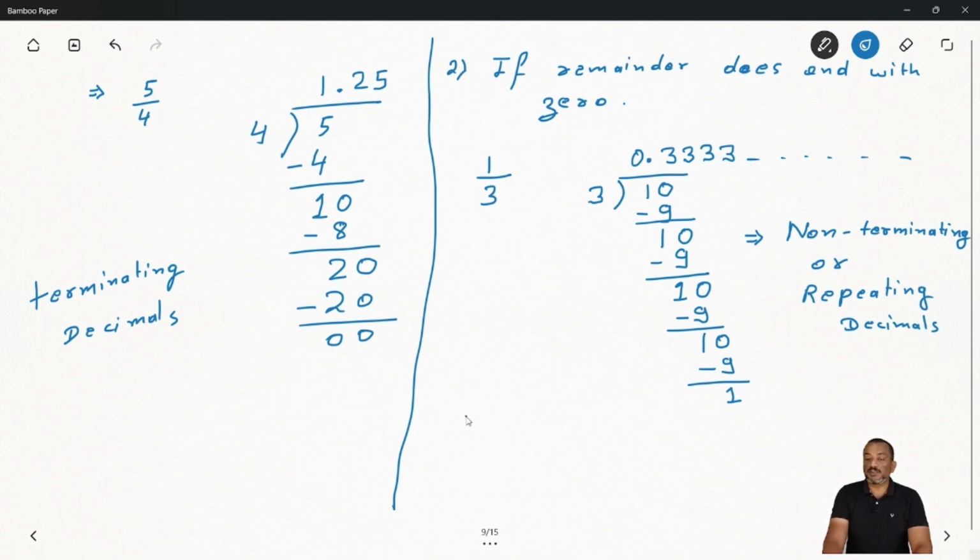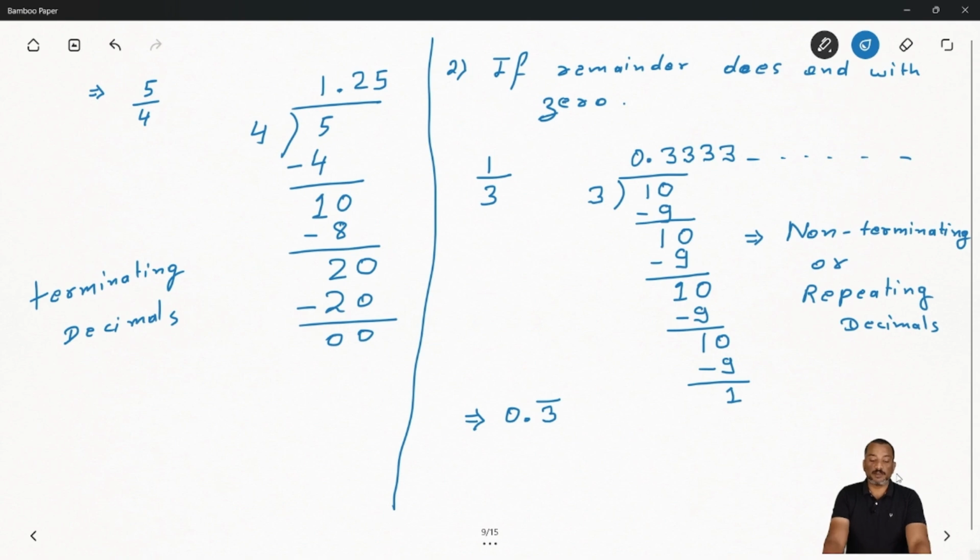So such decimals, how can you write them? We have a number that is repeating, and on top of it we put a bar. So which means, does anyone understand? Okay, so 3 starts repeating, keeps repeating after that. Okay, so such type of decimals are called non-terminating or repeating decimals.